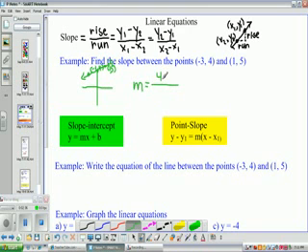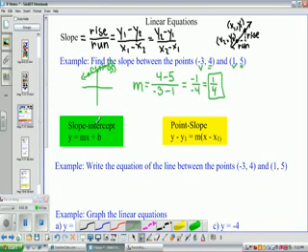So I would do change in y, so 4 minus 5, those are my y values, over, I did the 4 first, so I could do the -3 first, minus 1. So 4 minus 5 is -1, -3 minus 1 is -4, and those divide to be a positive 1/4. So our slope is 1/4.